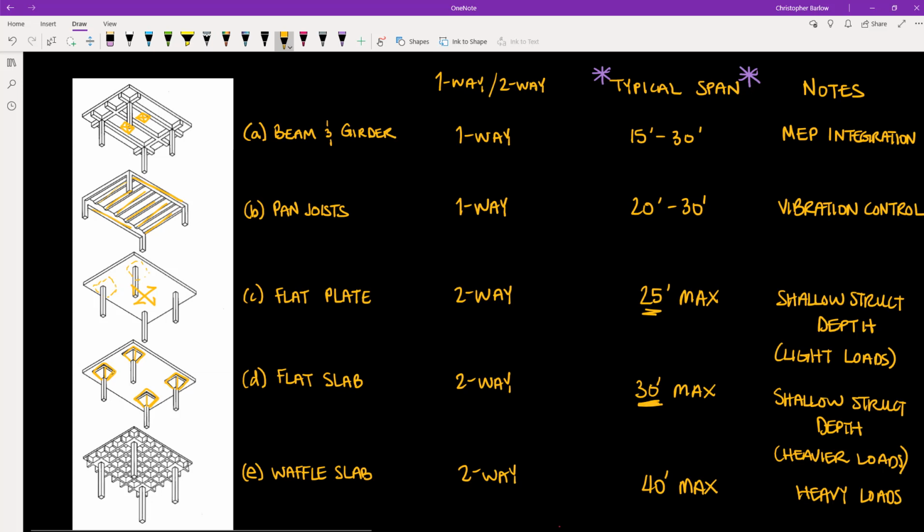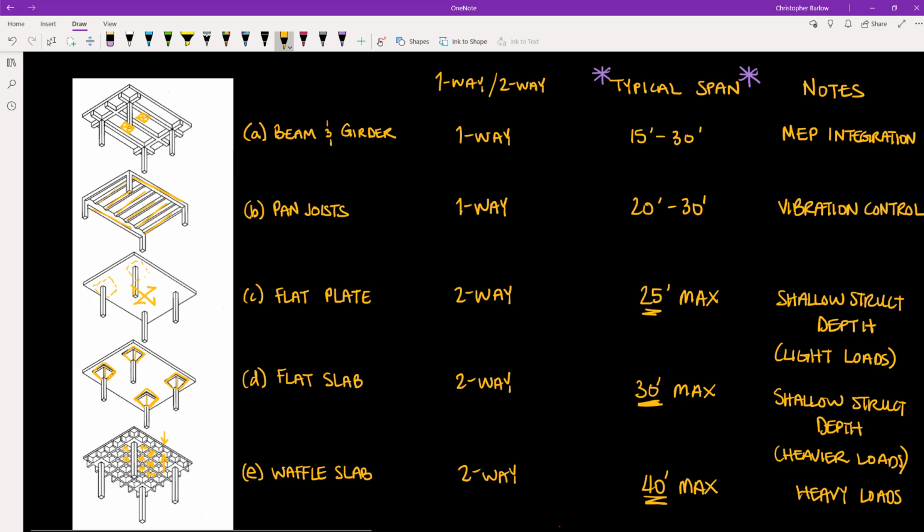Finally, we have the waffle slab, our last two-way system. And waffle slabs are ideal for either heavy loads or large spans up to 40 feet. And that's because we are providing a relatively thick floor plate, but we're removing a lot of unnecessary material by creating these voids. And so the slab itself will have lower dead weight, allowing us to span further.